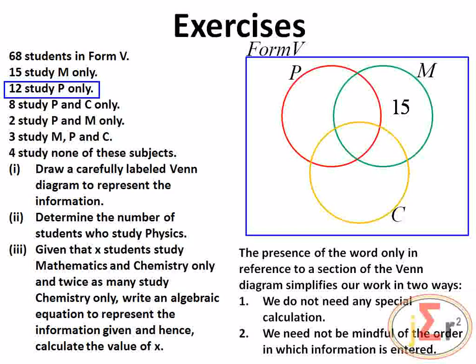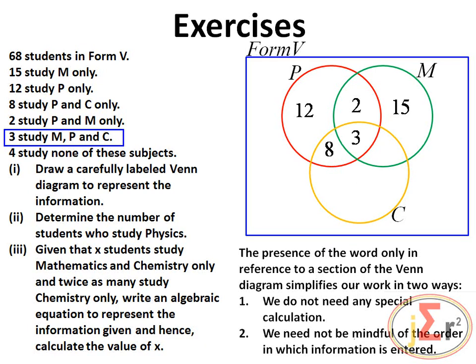Physics only, 12. Physics and chemistry only, 8. And then 2 study physics and mathematics only. That goes there. 3 study mathematics, physics and chemistry. That is 3 study all 3 subjects.